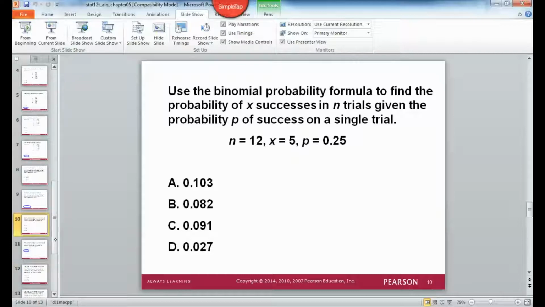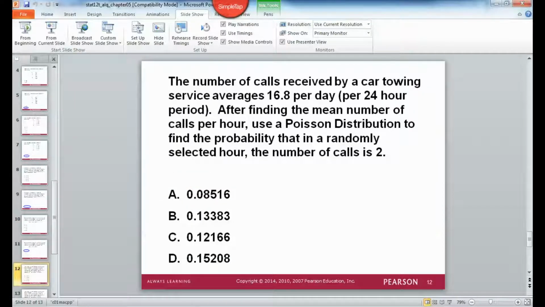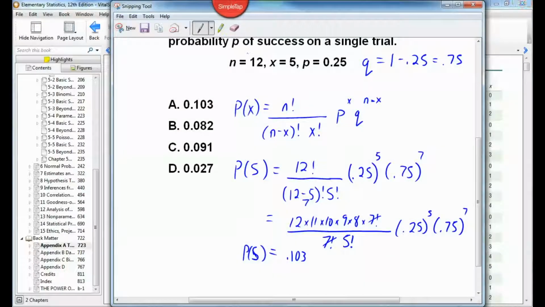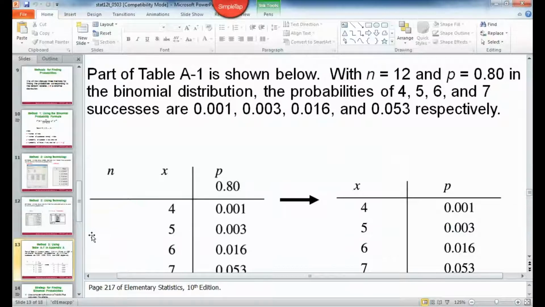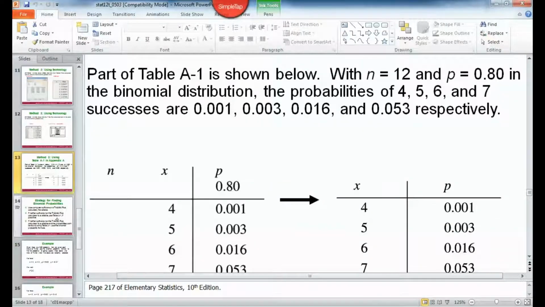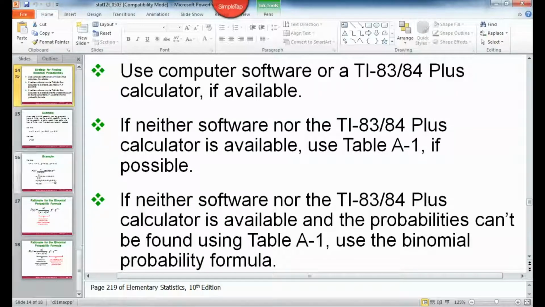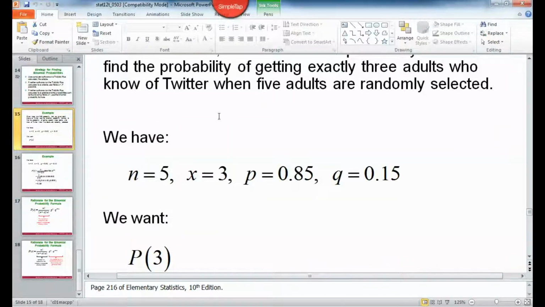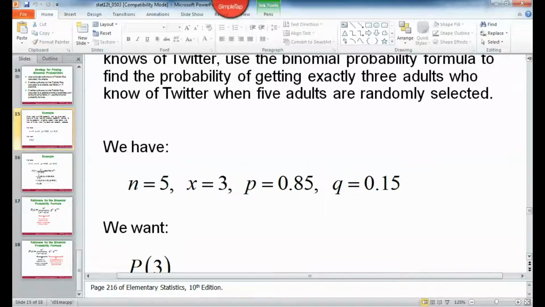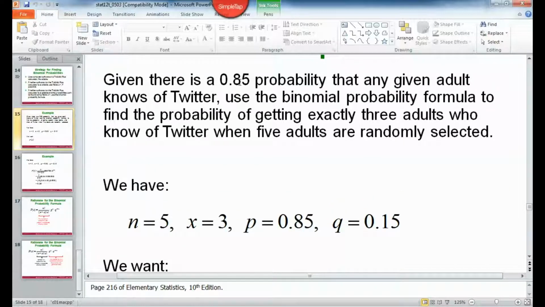Alright, so that finishes up those problems we were looking at. Let's go back to the slide here. This was 3 of 5 with 0.85. This is that same example that we were looking at earlier. Given that the probability is 0.85 that any given adult knows of Twitter, use the binomial probability formula to find the probability of getting exactly 3 adults who know of Twitter when 5 adults are randomly selected. Okay?